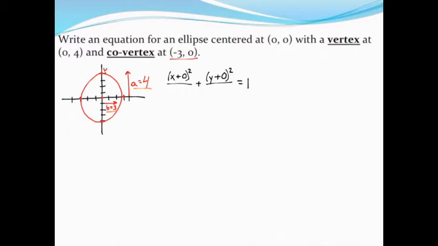The a value, since it's a vertical ellipse, longer in the vertical direction, will go under the y coordinate, and the b value will go under the x coordinate. Both of those are going to be squared. So let's just go ahead and clean this up a little bit and make a nice, neat looking standard form equation. So I'm going to have just x squared, I don't really need the plus 0, over 9, and then plus y squared over 16 equal to 1, and I'll say there is my equation that describes this ellipse.